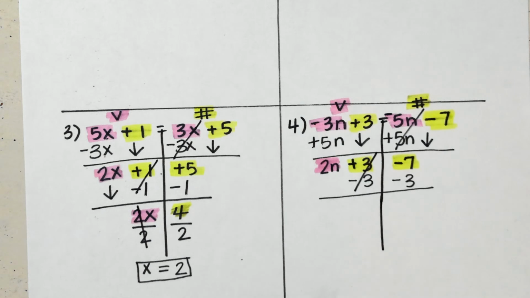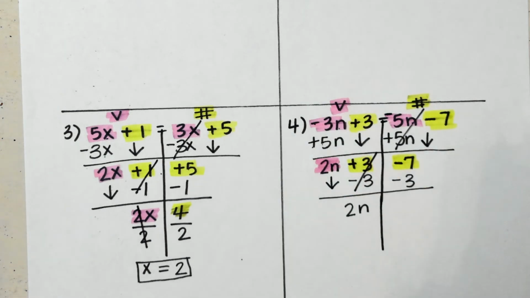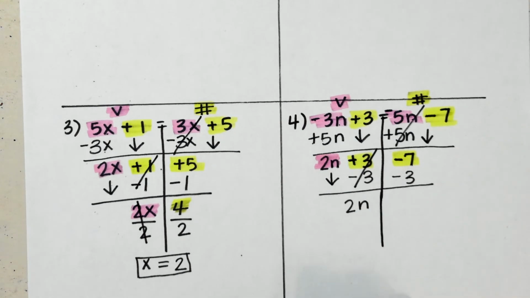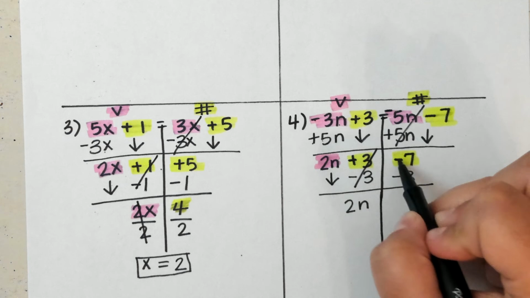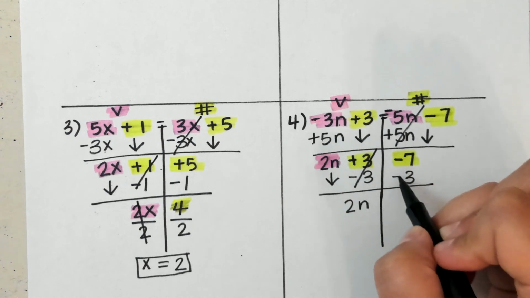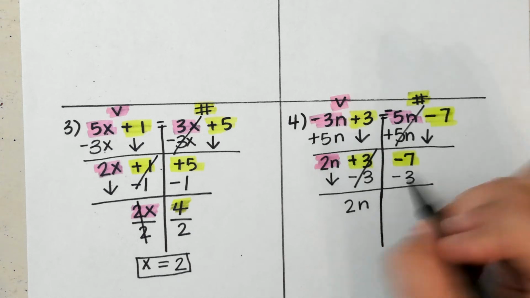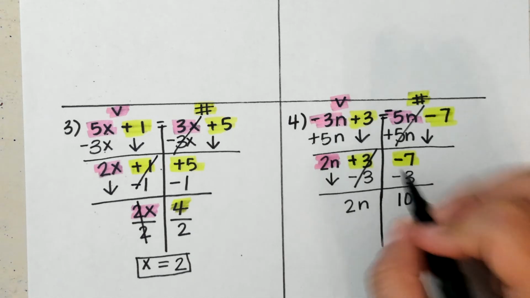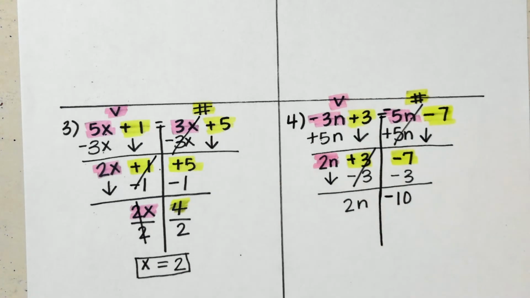My 3's are going to cancel. I'm going to bring down my 2n. Then I have -7 and a -3. Those signs are the same. They're both negative. When signs are the same, you add. So 7 plus 3 is 10. And since they're both negative, my answer is going to stay a negative.